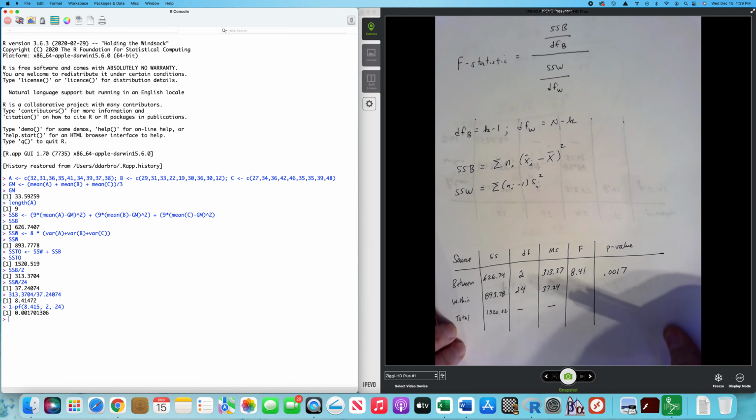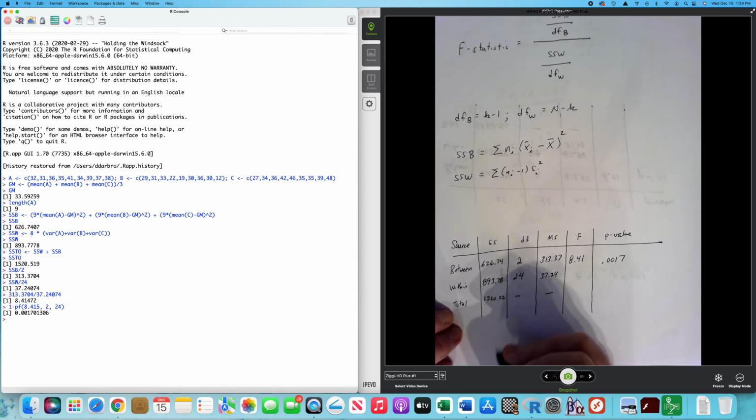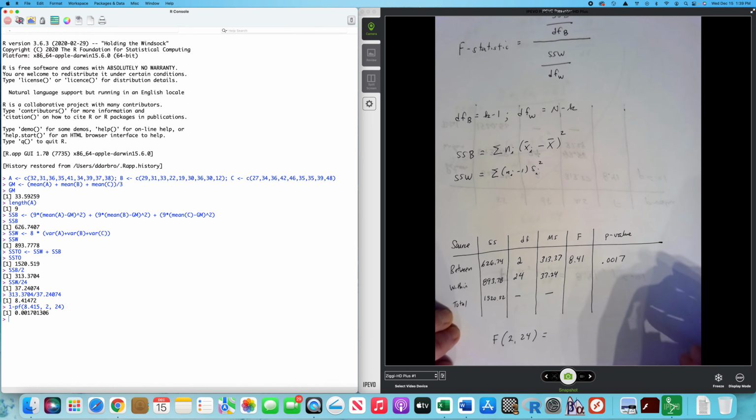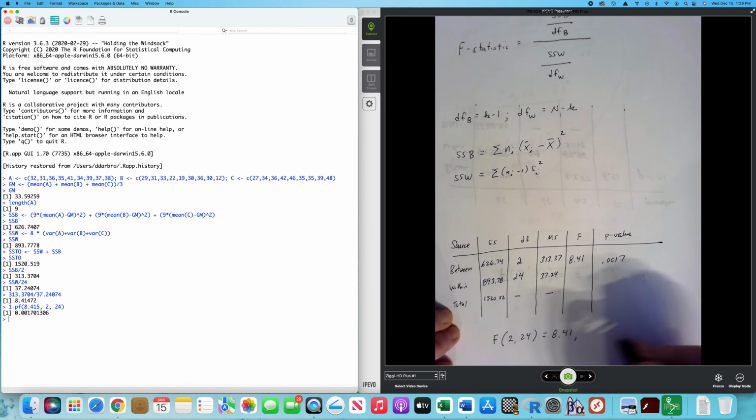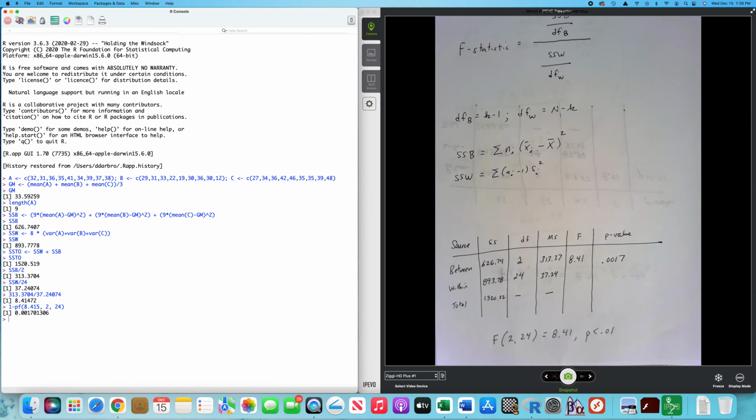Now, if I were going to report this, I would report it as F with 2 and 24 degrees of freedom, with a test statistic of 8.41. And reporting this appropriately, it's almost less than 0.001, but not quite. So the level of statistical significance that we would report here would be less than 0.01.